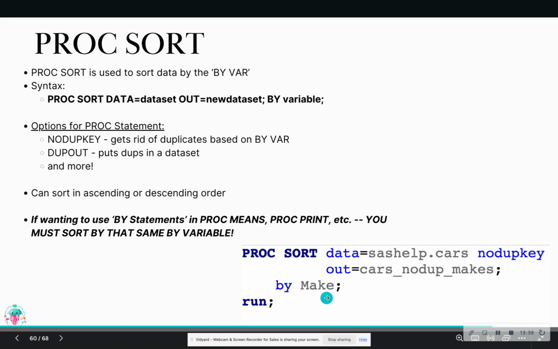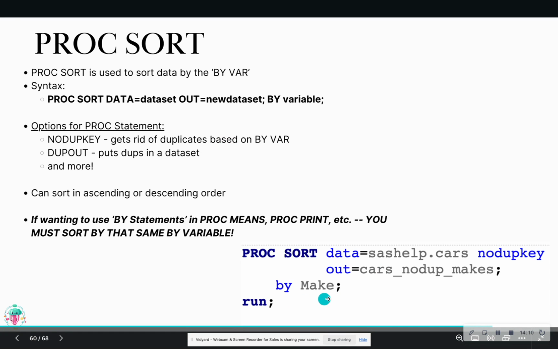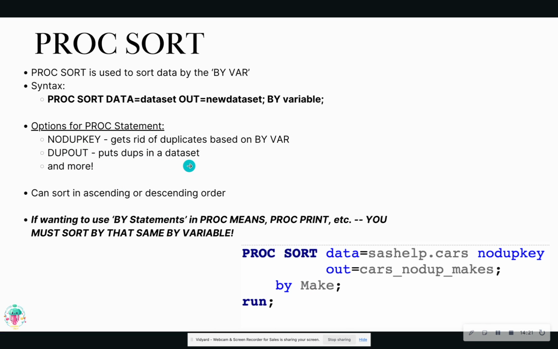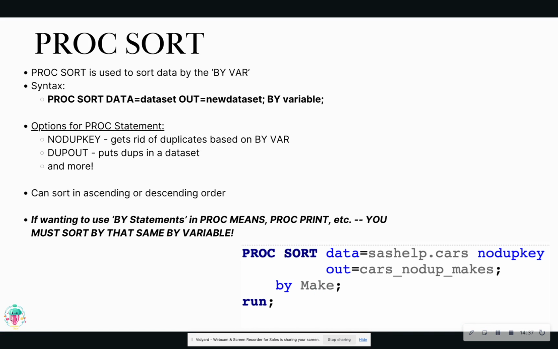There are lots of options that you can do inside of PROC sort. NODUPKEY gets rid of duplicates in the by variable. So in this case, if I have any duplicate makes in this data set, it's going to drop the duplicates and just take the first observation that has that make. DUPOUT is going to put all of your duplicates in a data set, and there are tons more options. You can sort in ascending or descending order. And as I mentioned before, if you want to use by statements in PROC Means or PROC Print, you must sort the data by that same variable.